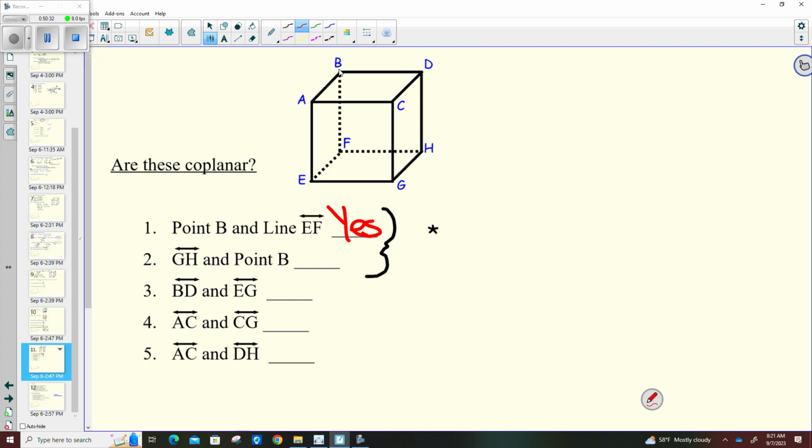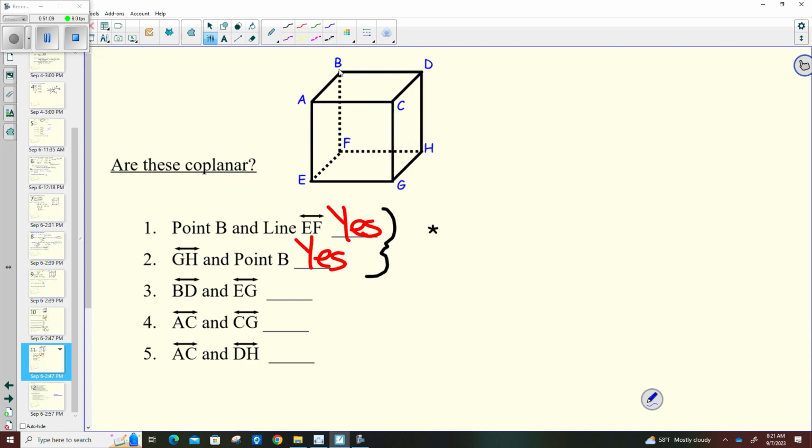All right. Now I want line GH, endpoint B. Write your answer. Okay, what are you thinking? Yes. Why? Why are both of those sets going to be coplanar? Okay, so we could have gone like this to make that plane that wasn't drawn.